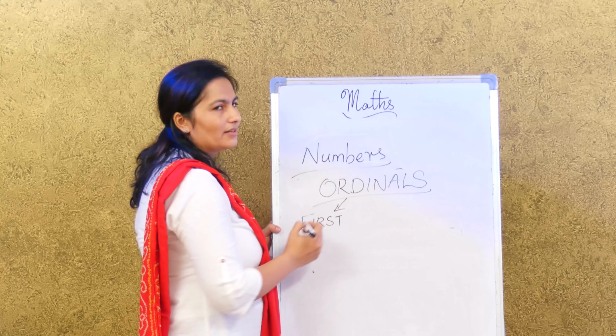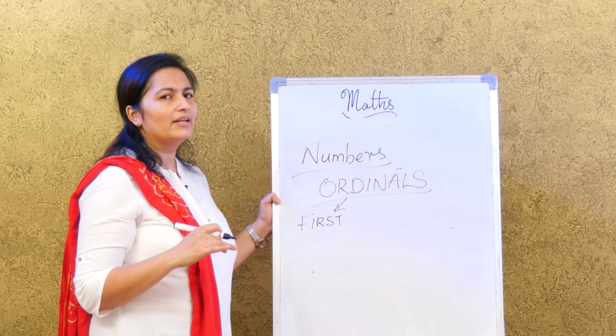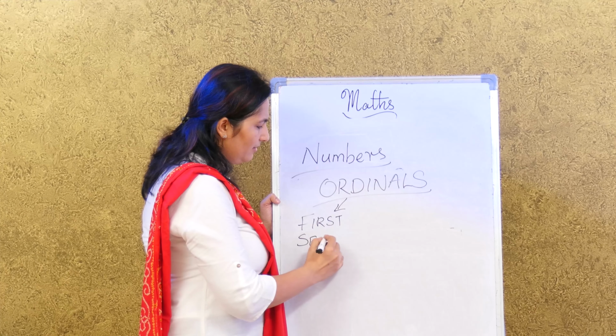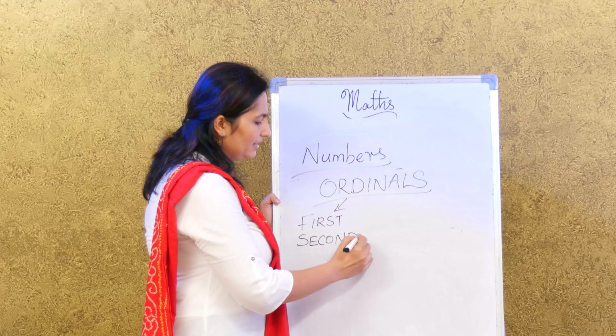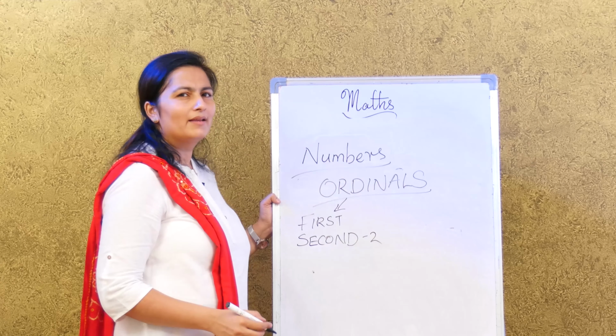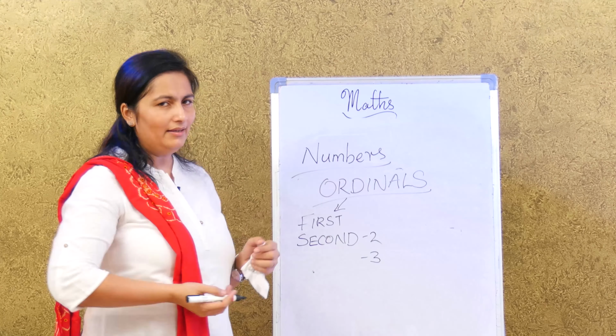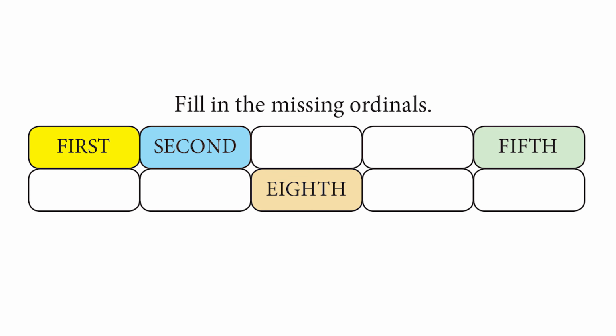It's the ordinal. Then your friend came second. She gets the second prize. So second is the ordinal given for 2. Then third prize, fourth prize, like that. Okay. So look at this. First, second, that's missing in your exercise. Third, then comes fourth, then fifth.